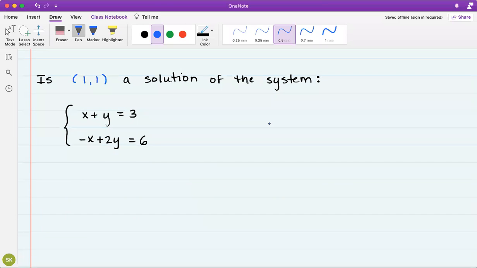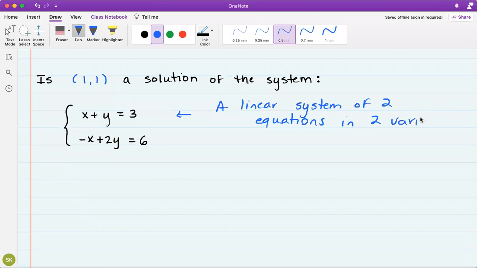We're going to talk about finding solutions to a system of linear equations. So here I have the ordered pair 1, 1, and I want to know, is it a solution to the following system? So here I have a system, I'm going to write it over here. A system, in fact, let's call it a linear system of 2 equations in 2 variables. See, the 2 variables are x and y, and we have 2 equations.